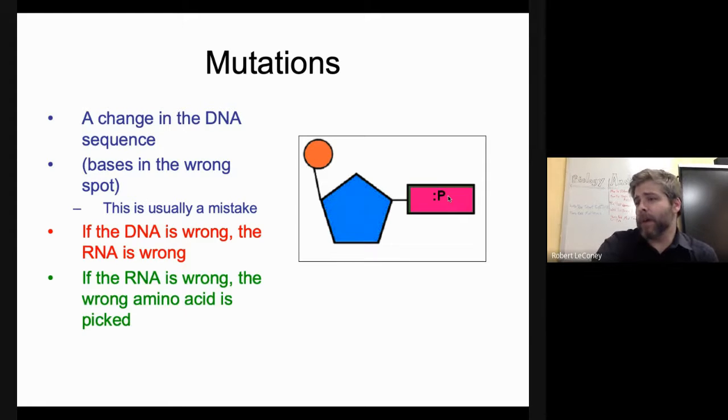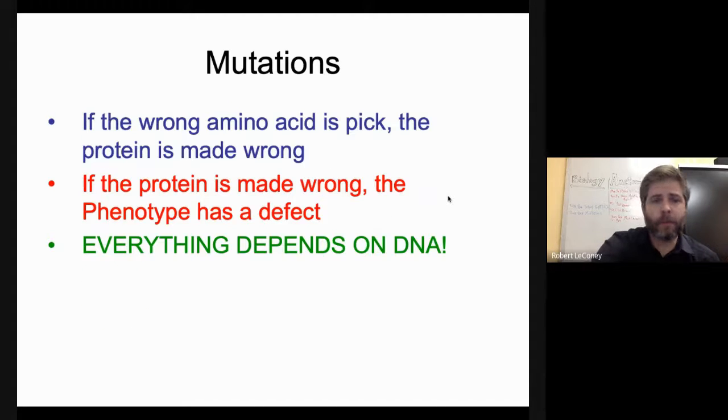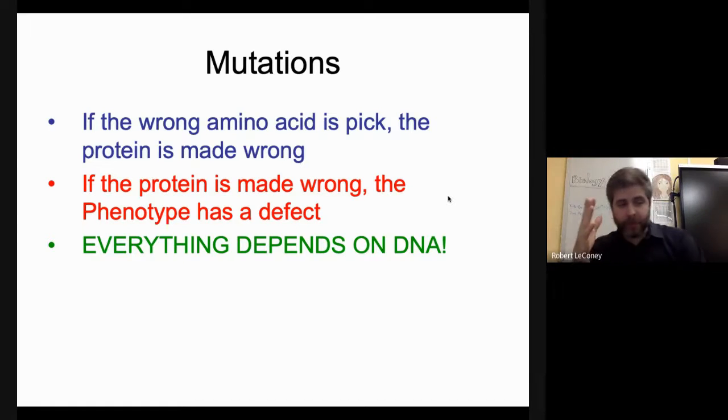And the DNA is wrong. The RNA, like we said earlier, the RNA will be wrong. If the RNA is wrong, the amino acids will be wrong. And if the wrong amino acid is picked, then the protein will be made wrong. Oh God, it's just getting worse and worse now. If the protein is made wrong, then the phenotype has a defect. Defect is the word I couldn't think of earlier. If the DNA is wrong, it's a mutation. When the body is wrong, it's a defect. So everything depends on the DNA being right in the very beginning. It's like whisper down the lane. If the first person messes up, everyone messes up.